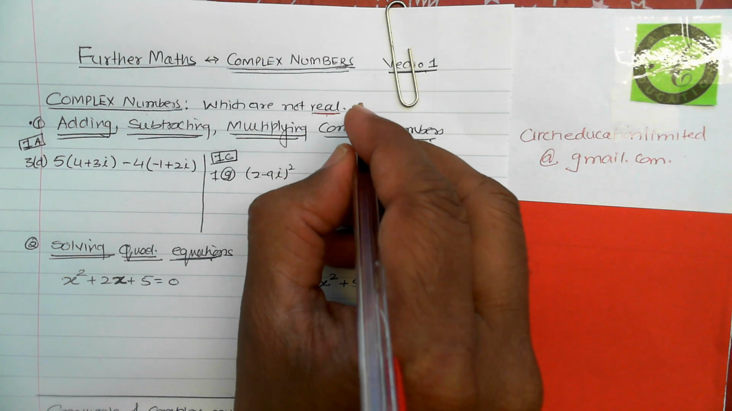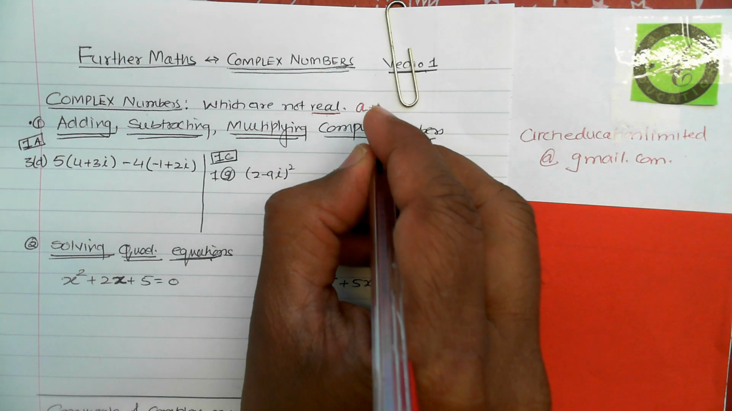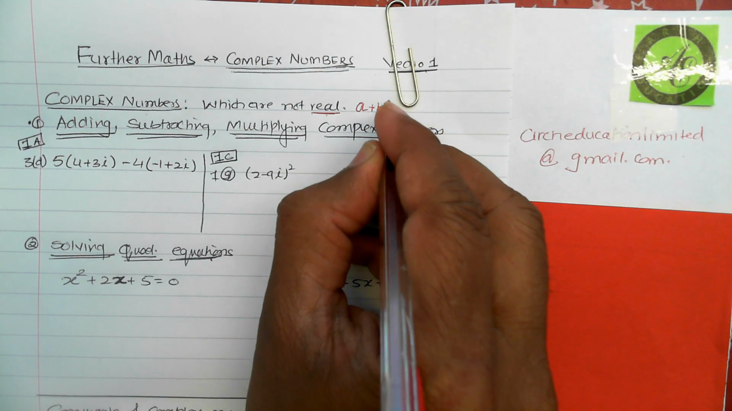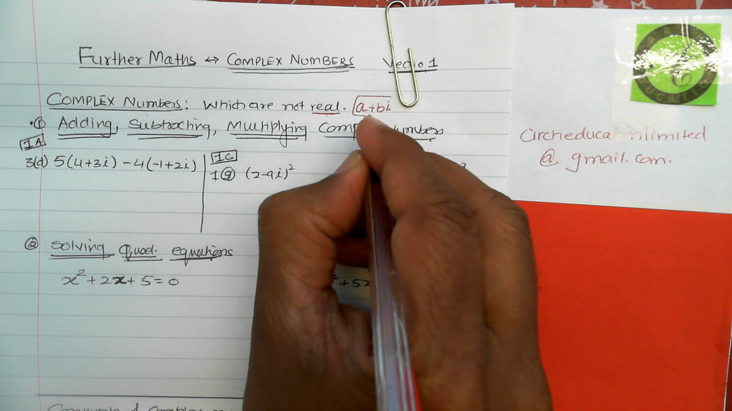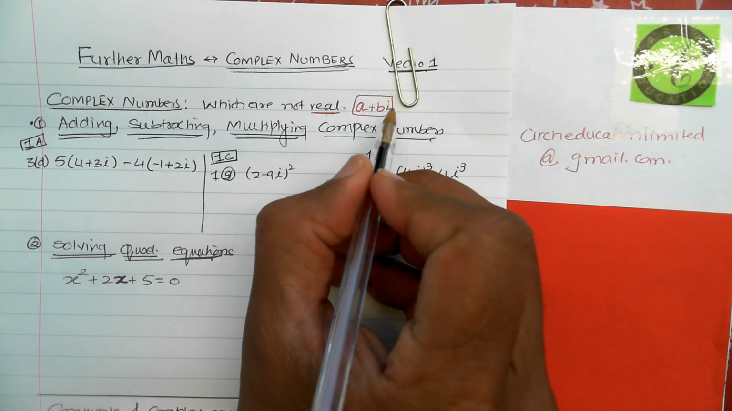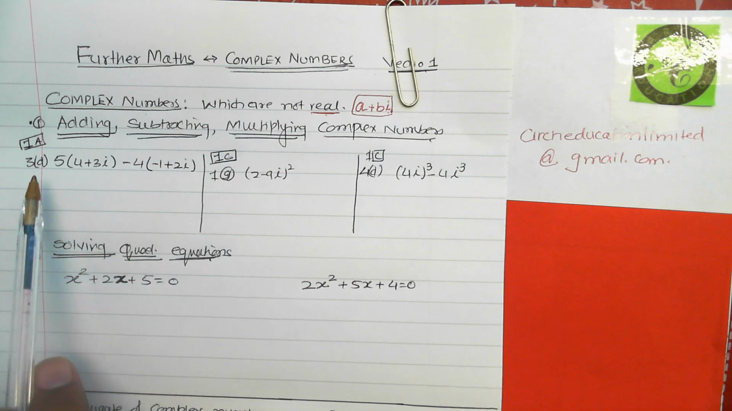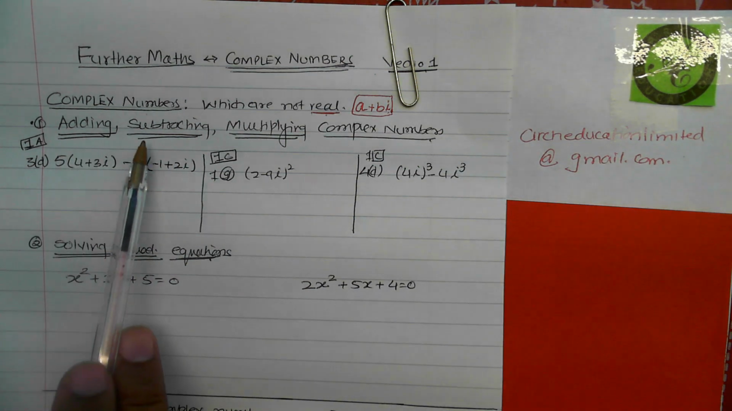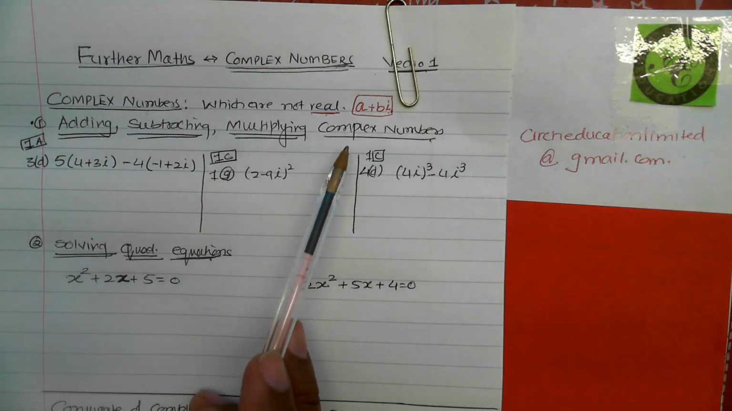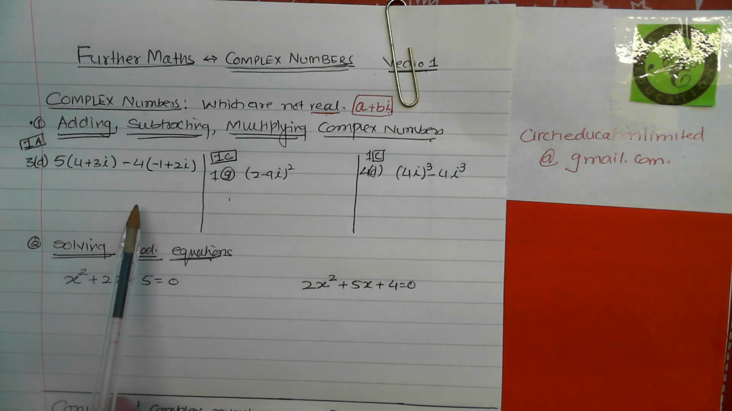And they're written in the form of a plus b i. Okay, I'm going to explain to you what this actually means. And in MEI, some books use a plus b j instead of i, but that's all right. We're going to work on adding, subtracting, multiplying complex numbers first of all, and these are the questions.